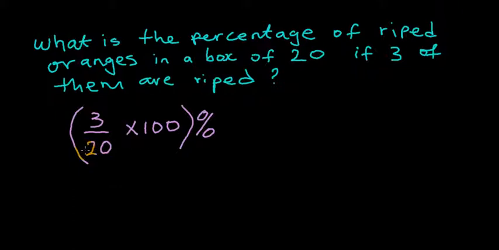So, let's start with the 0. We can eliminate the 0. 0 cancels 0, then we remain with 2. 2 in 10, we have 5, so we're left with 3 times 5. We have 15%. So that's it. The percentage of ripe oranges in a box of 20 if 3 of them are ripe is 15%.